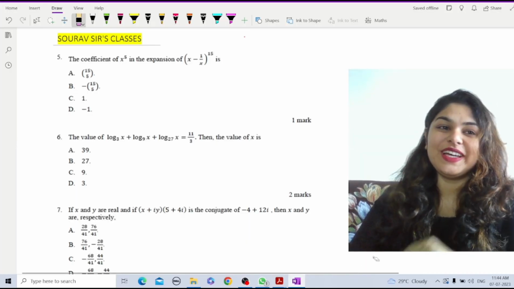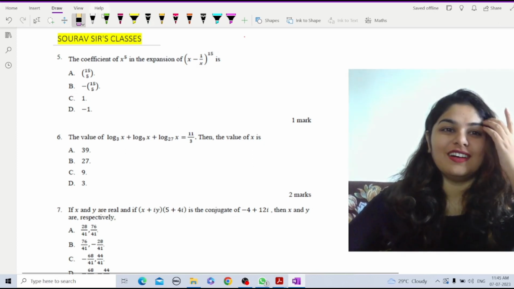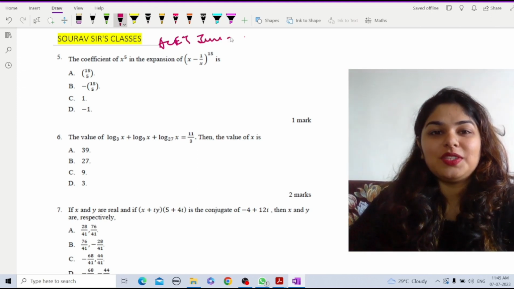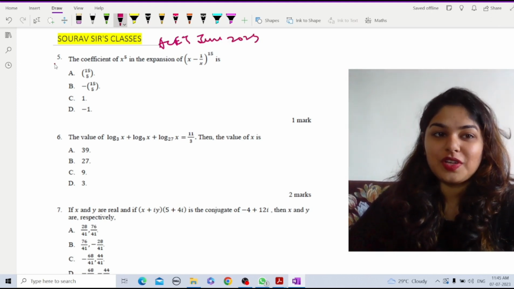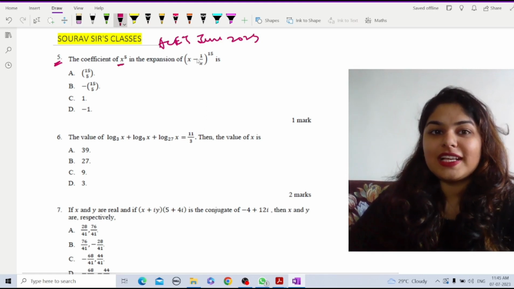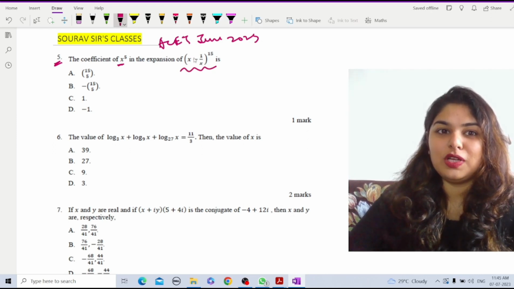So here I am, Ridhima from Sources Classes, and we are solving the ACET June 2023 paper. In front of you is question number 5, where we have to find the coefficient of x to the power 5 in the expansion of x minus 1 by x to the power 15. So let us first recall the formula.